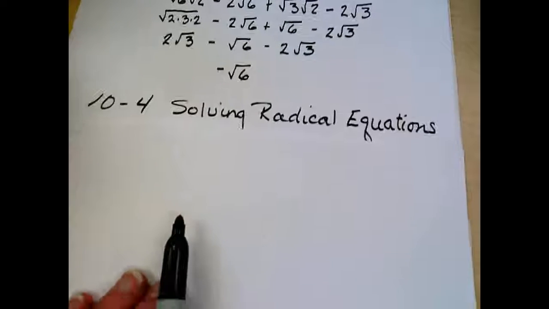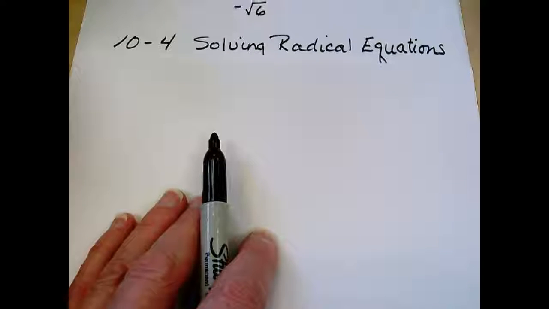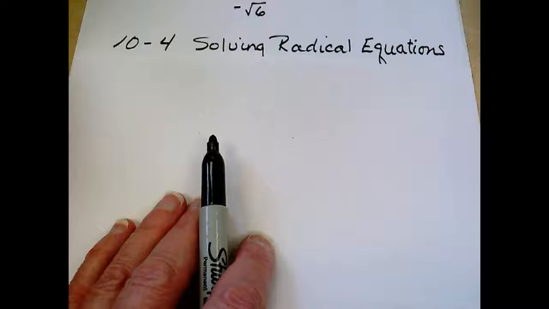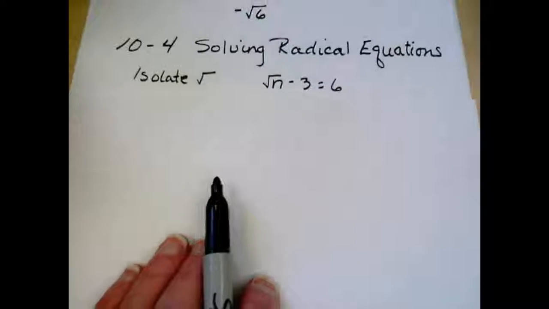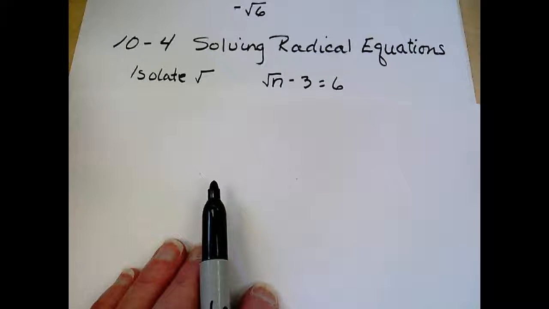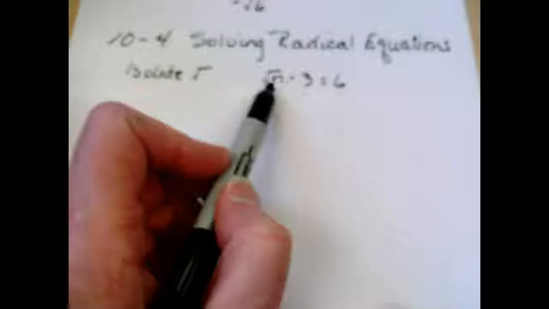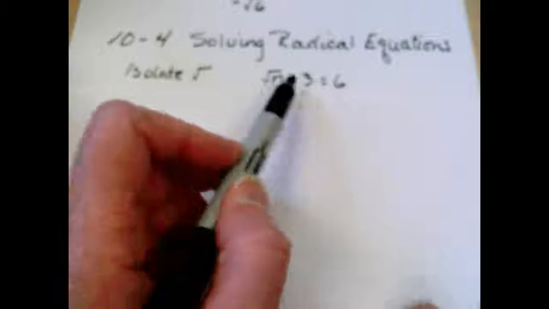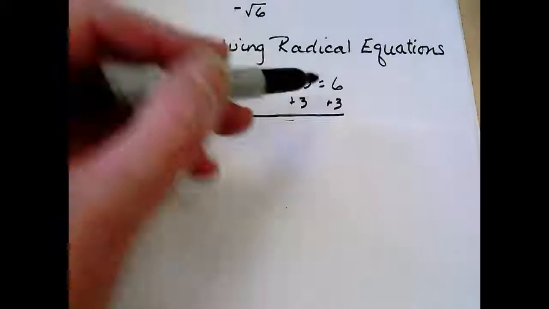In 10-4, we are going to be solving radical equations. So we solve equations with radical signs in them, just like we do any other equations, except there's one more step to them. First thing you always want to do is isolate the square root sign, or the square root term. So if I have the square root of n minus 3 equals 6, I want to get this term by itself. So I'm going to add 3 to both sides.